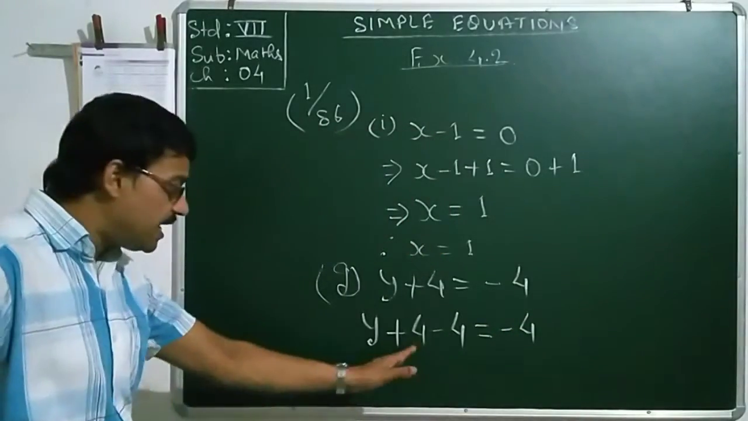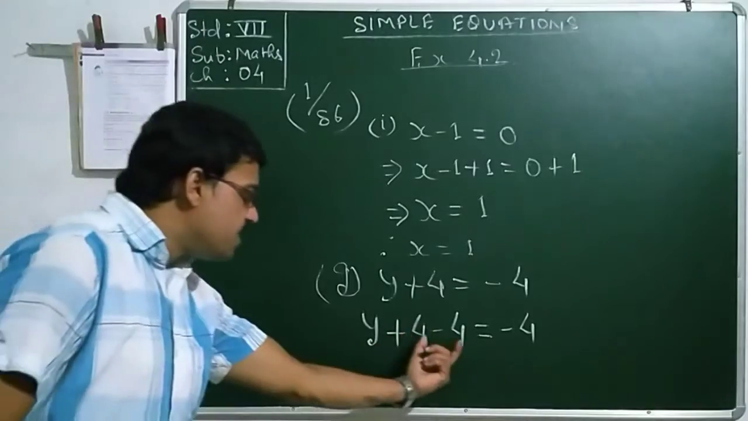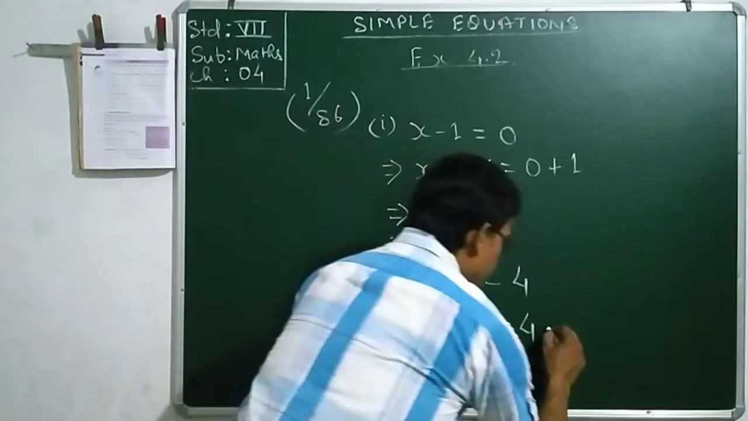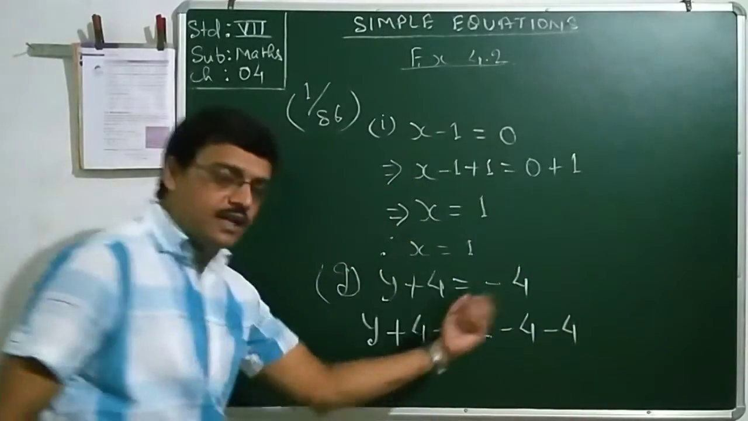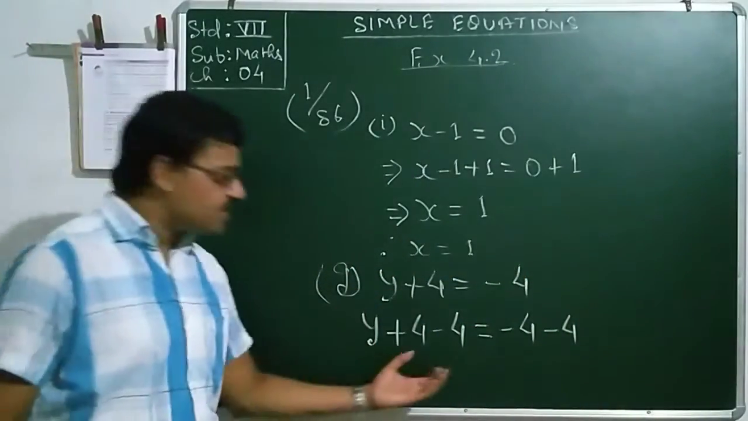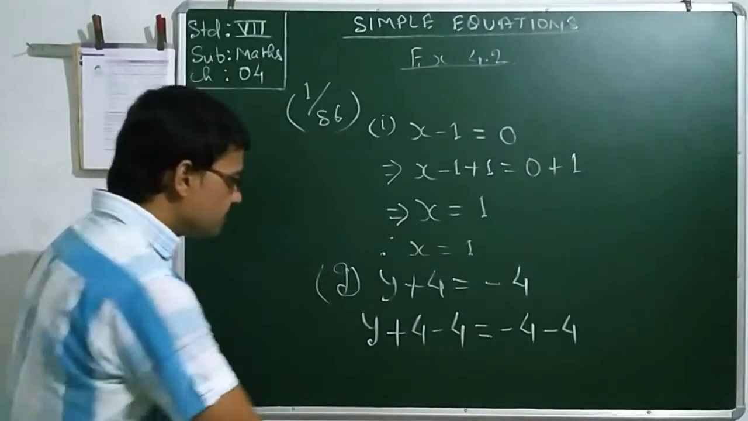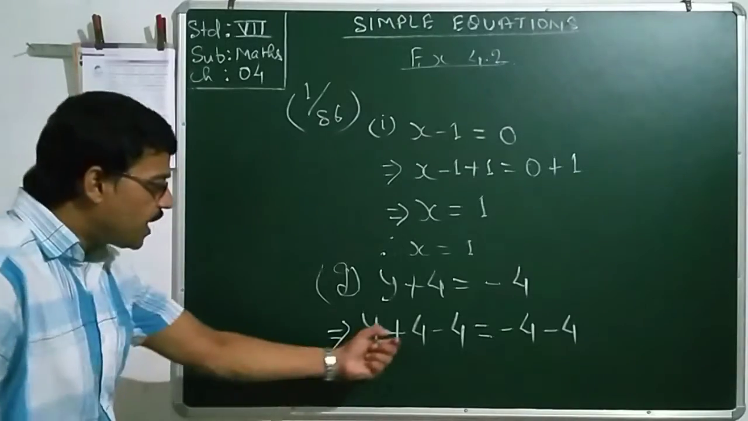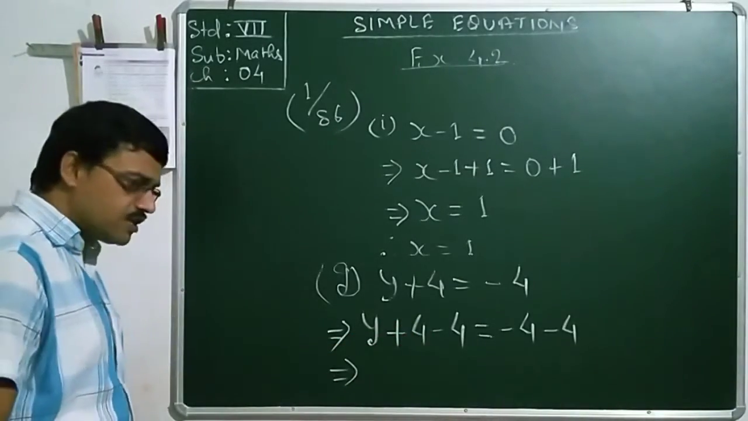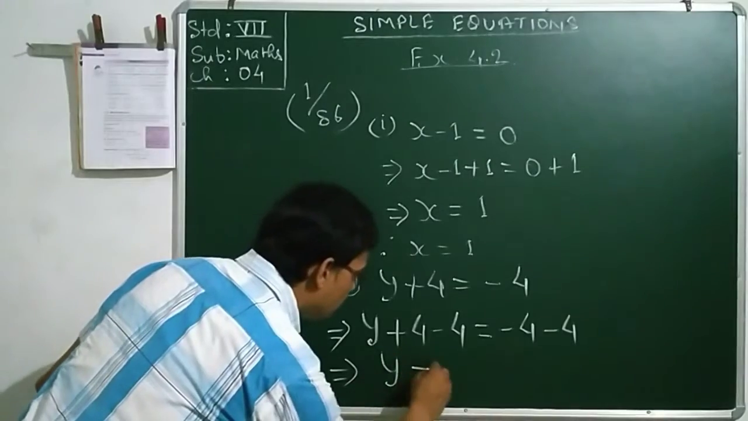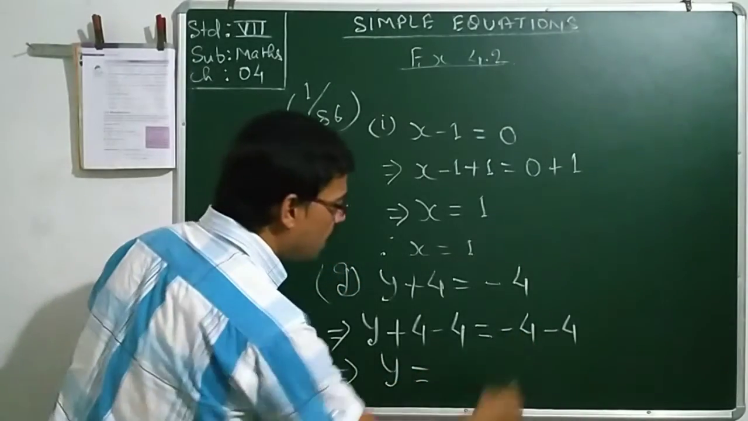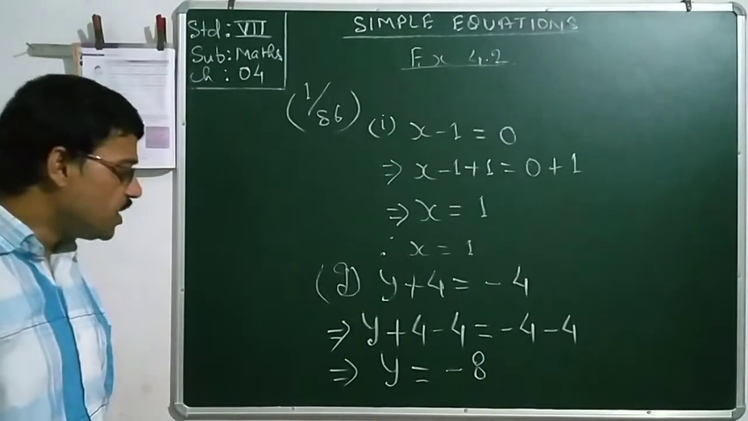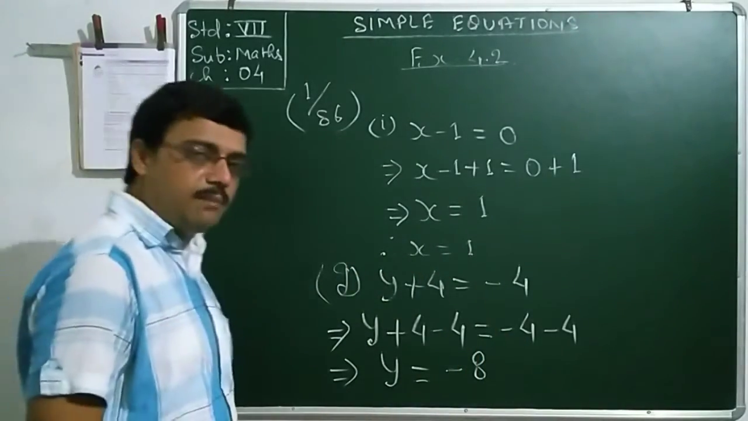As in the LHS, the additional thing we had put here is minus 4, we will put here also minus 4 so that the value of LHS and RHS could be equivalent. For the next step, y plus 4 minus 4, that is 0. So y equal to minus 4 minus 4, that is minus 8. In this way you will solve the remaining sums of one number.